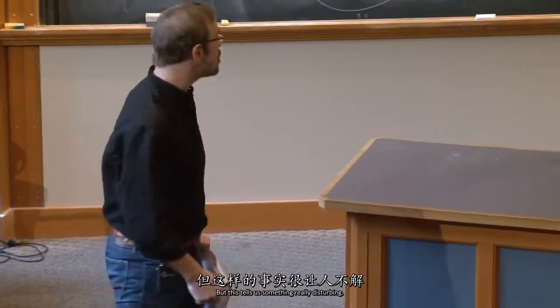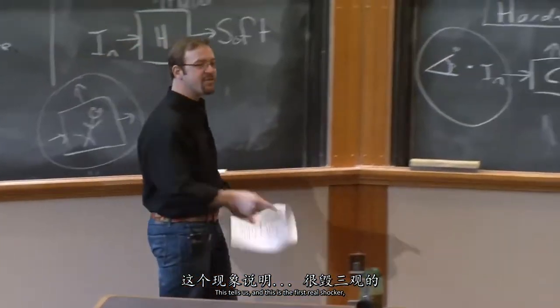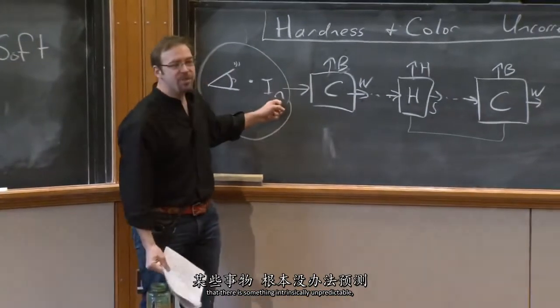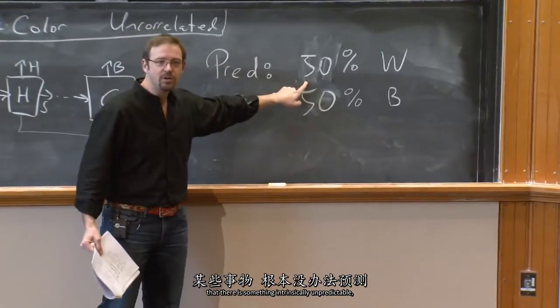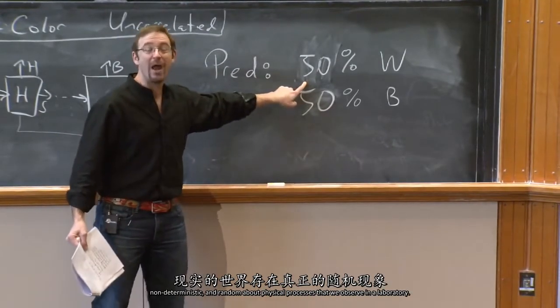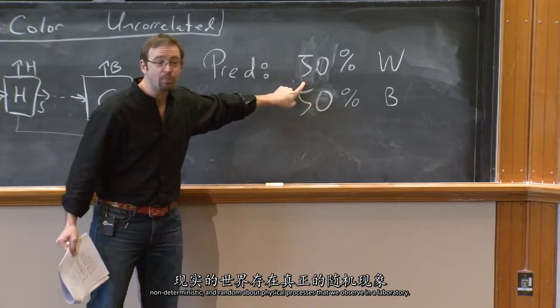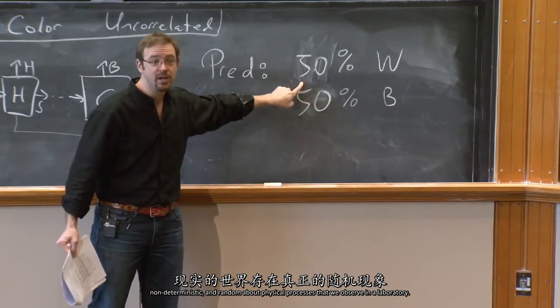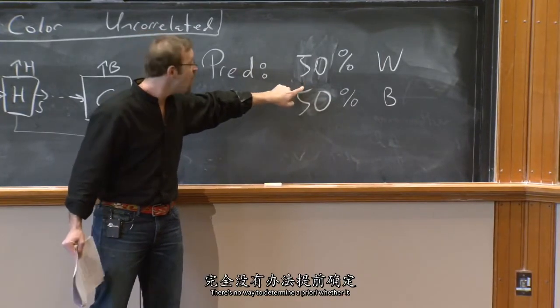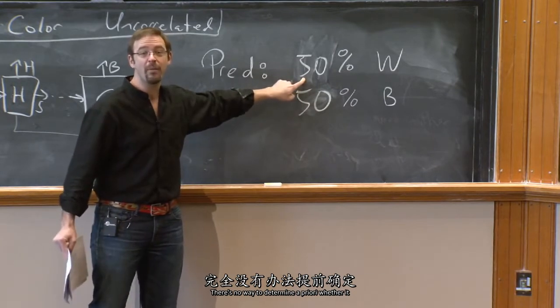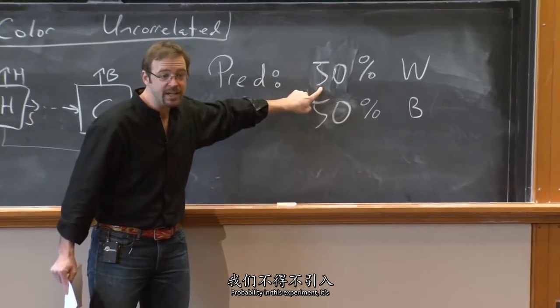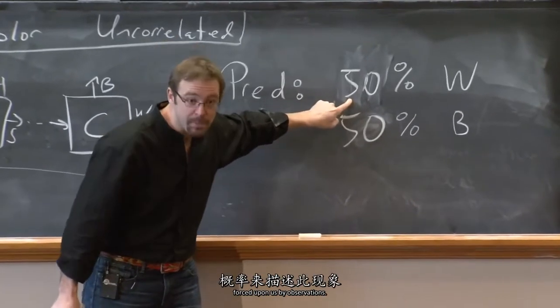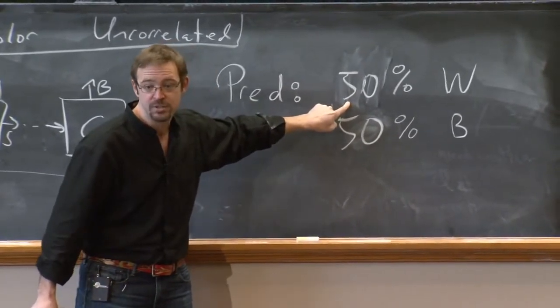But this tells us something really disturbing. This tells us, and this is the first real shocker, that there is something intrinsically unpredictable, non-deterministic, and random about physical processes that we observe in a laboratory. There is no way to determine a priori whether it will come out black or white from the second box. Probability in this experiment is forced upon us by observations.